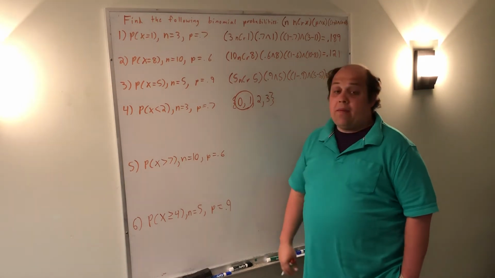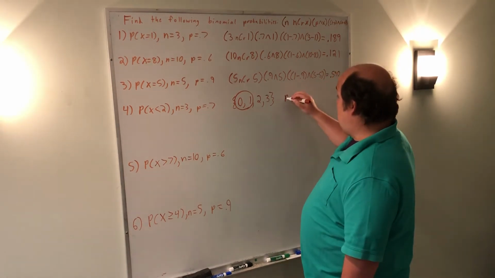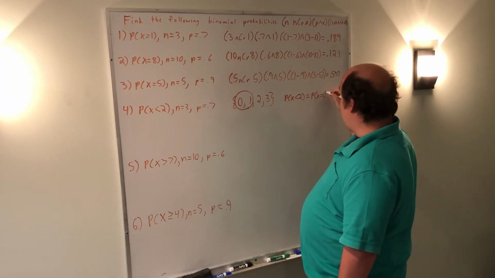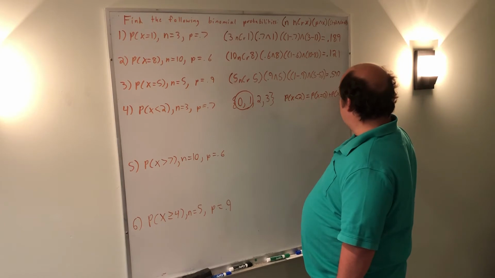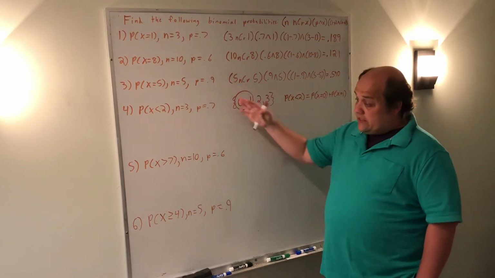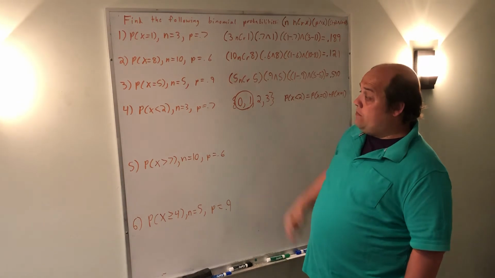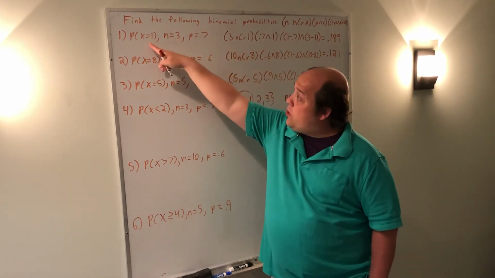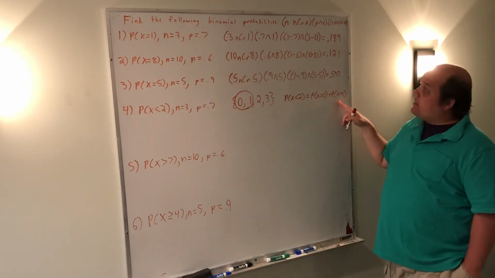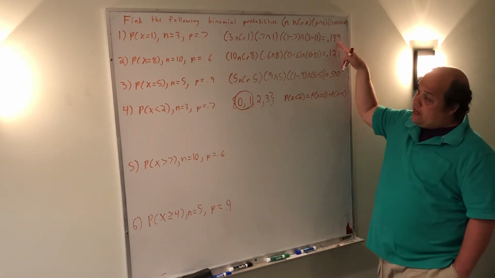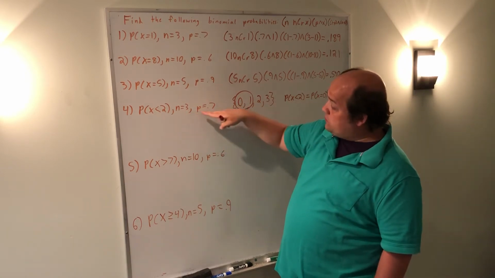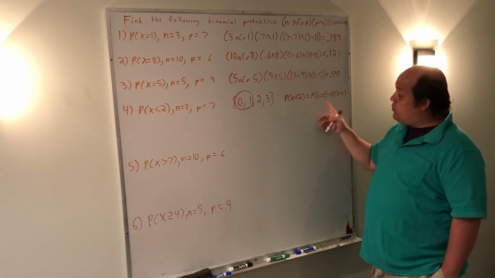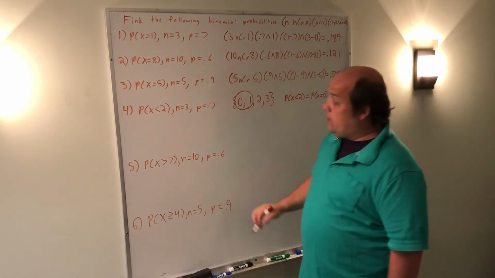In order to find the probability x is less than 2, we're going to need to take the probability x equals 0 and add the probability x equals 1. The good news is that 4, 5, and 6 all refer to problems above. So if I look, problem 4 goes with problem 1 because we already calculated the probability that x equals 1. It was 0.189 for the same situation, n equals 3, p equals 0.7. So since I already have the probability of x equals 1, I'll just need to calculate the probability of x equals 0.